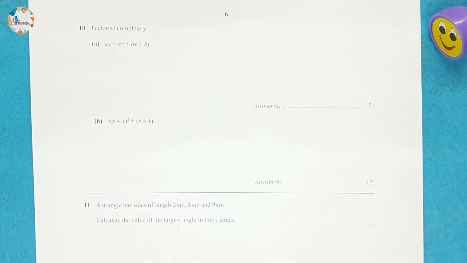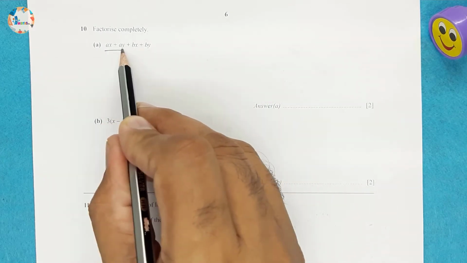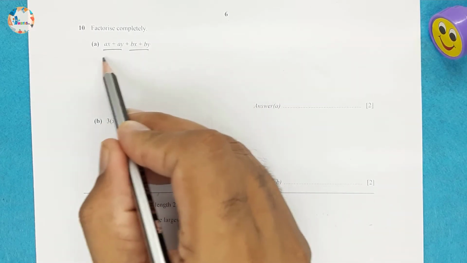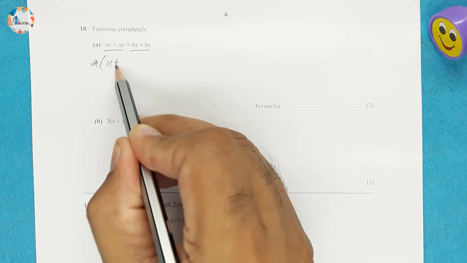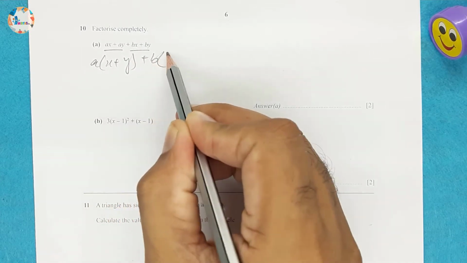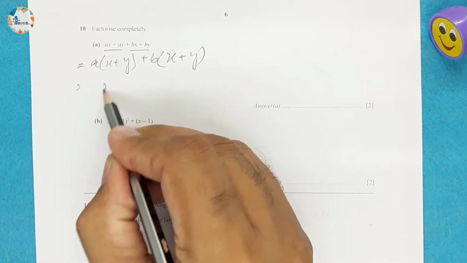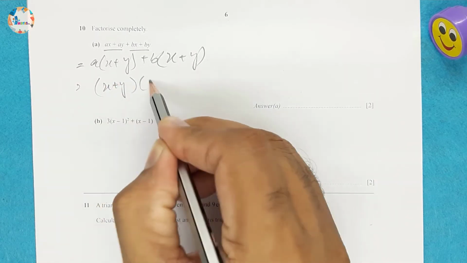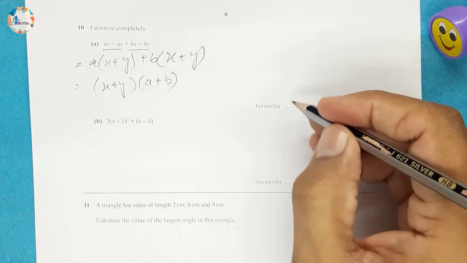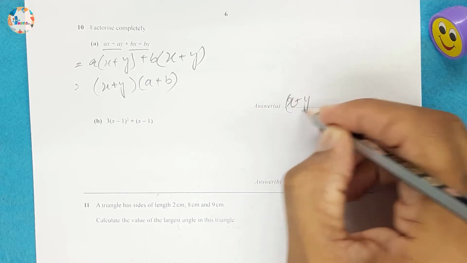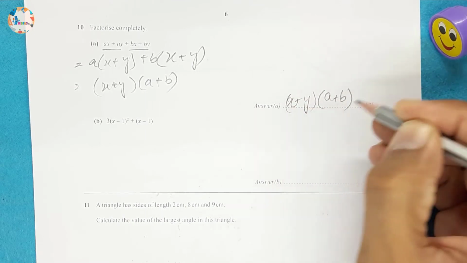Then question number 10, we have to factorize. So from these two pairs, for a we can take common x plus y, and for plus b we can take common x plus y. So now this will be x plus y and a plus b. This will be our final answer, x plus y and a plus b.